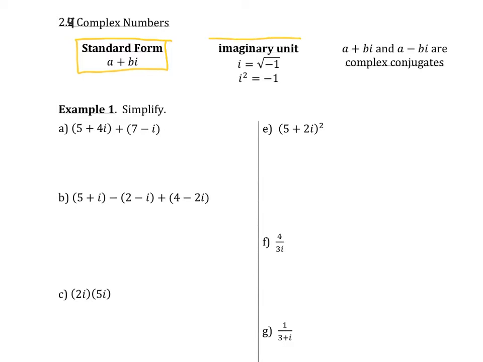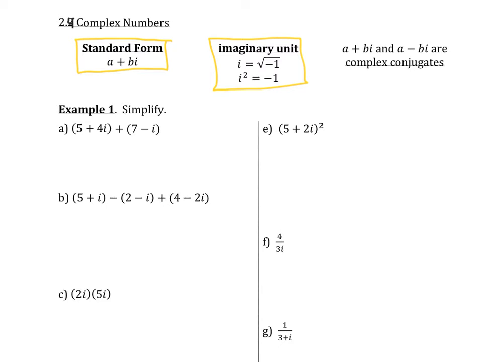i is equal to the square root of -1. That's why it's called the imaginary unit. And if you square both sides, i squared equals -1, which does help us to simplify many complex expressions. a plus bi and a minus bi are complex conjugates, where the real component is the same and the imaginary component is opposite. Okay, so for example one, we're just going to review the basic operations using complex numbers.